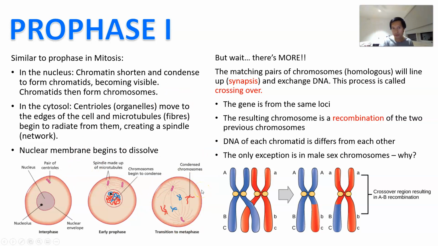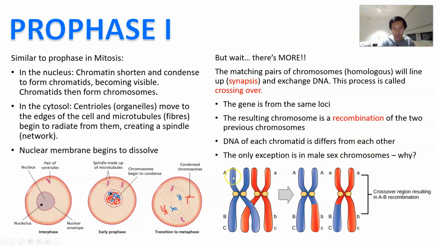Prophase. But there's more. Here, the matching pairs of chromosomes, which are homologous, are going to line up and exchange DNA with one another. That's called synapsis, when they line up next to each other in pairs. And then they're going to exchange their DNA via a process called crossing over. The genes are from the same gene loci of both chromosomes, so that you're exchanging the particular gene and recombining the alleles of the gene, right? The resulting chromosome is a recombination of the 2 previous chromosomes, and the DNA of each chromatid is going to differ from the other, right?